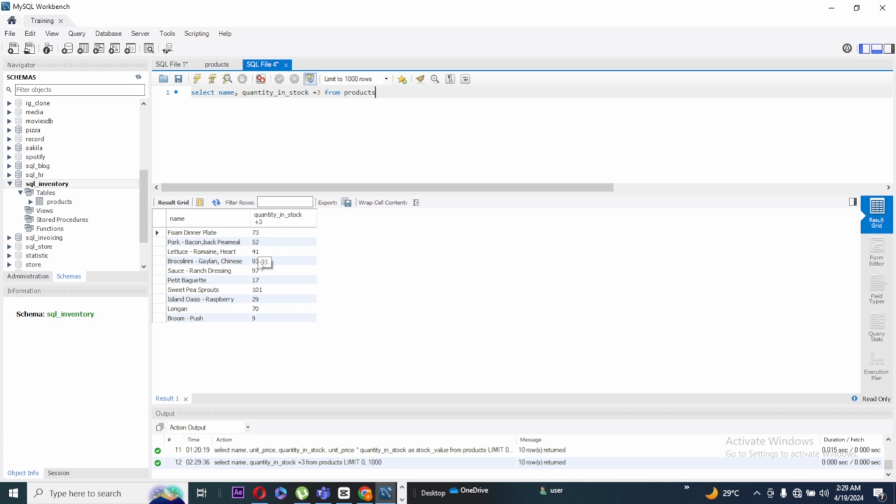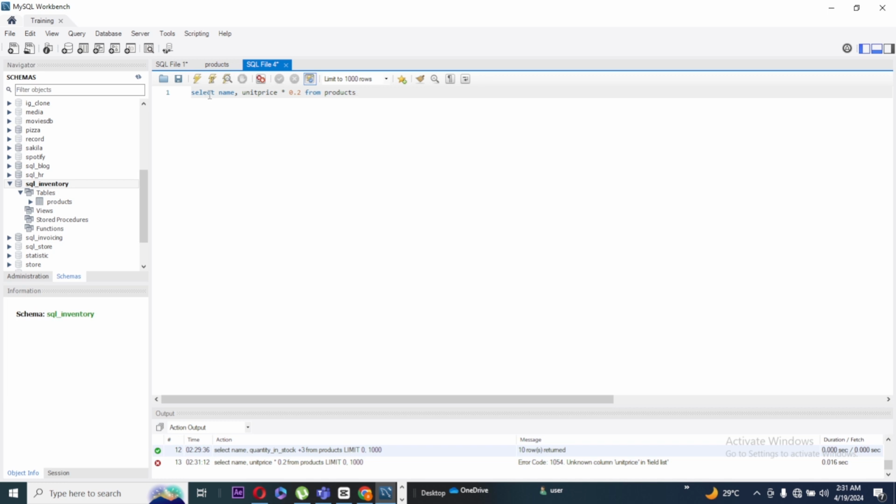So in operators, we can use addition, we can use subtraction, the same way we can use division. We can use decimals the same way. Let's calculate it. So for example, let's use select name, unit_price, okay, with 0.2 as sales tax from products. So this query means we are selecting our name and our unit price. We multiply it by 0.2, which means our sales tax, from products. So we are extracting 20% sales tax from our unit price. So that's what the 0.2 means.